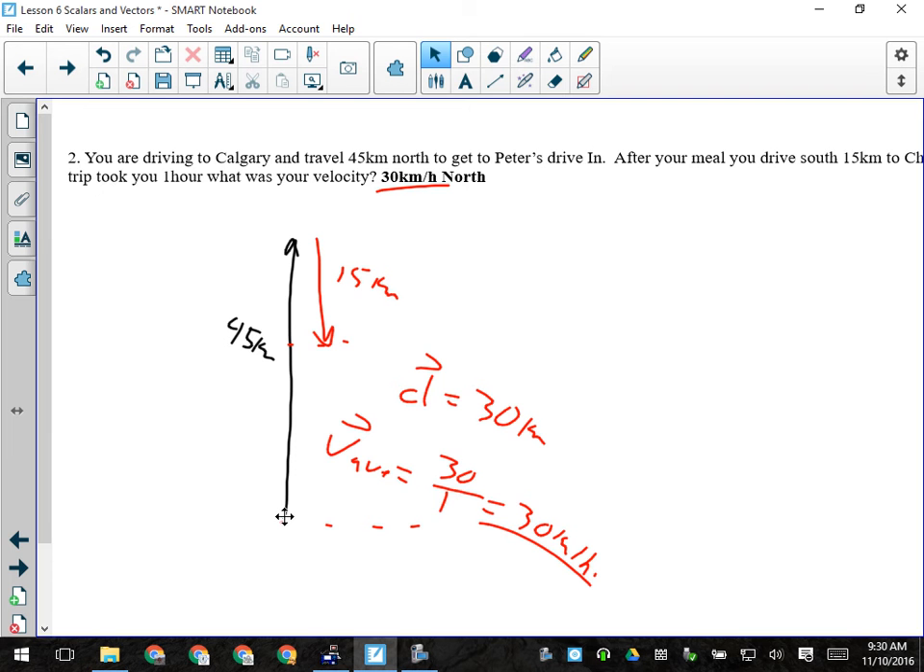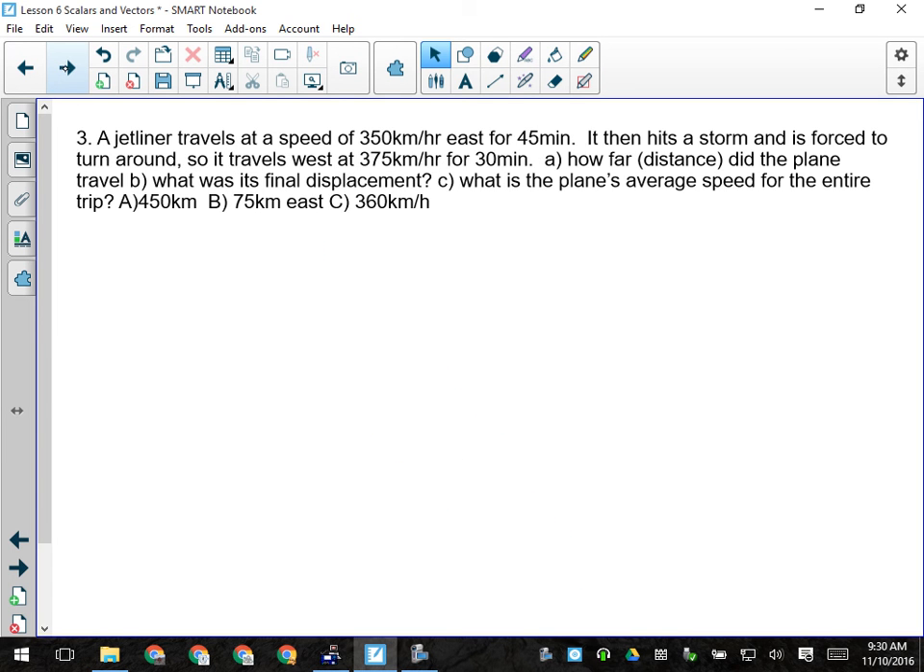Cody? Number 3? Okay, so we have a jet that goes 350 kilometers per hour east for 45 minutes, then hits a storm and is forced to turn around, so it travels west at 375 kilometers per hour for 30 minutes. How far did the plane travel? What was its final displacement and average speed over the entire trip? I can't really draw a line for this one because I don't have the distances yet. I don't know how far it traveled in each part.